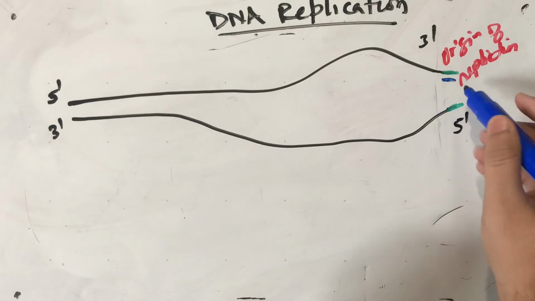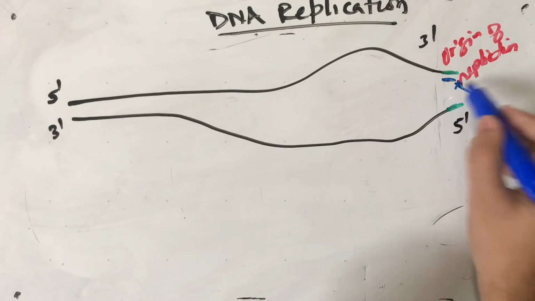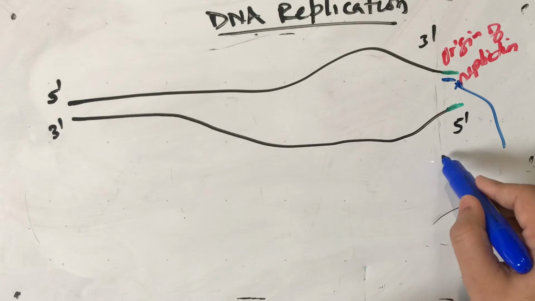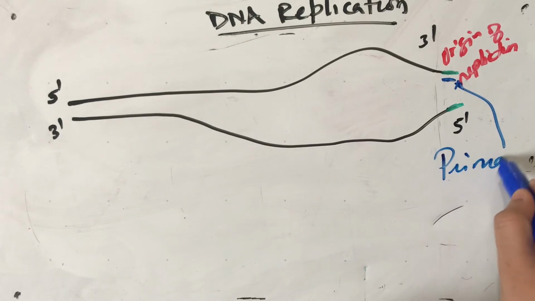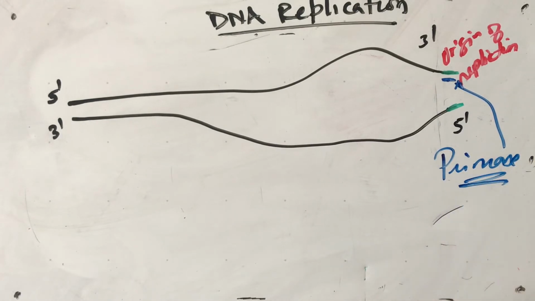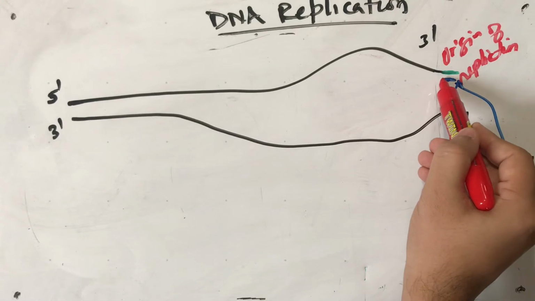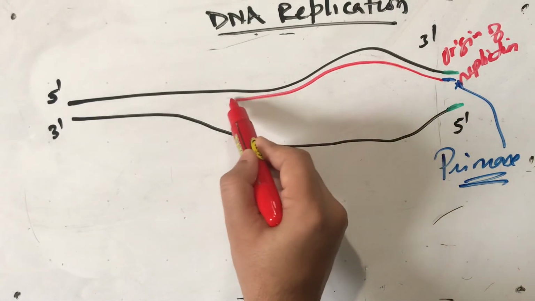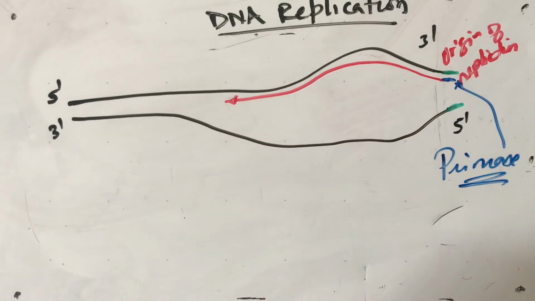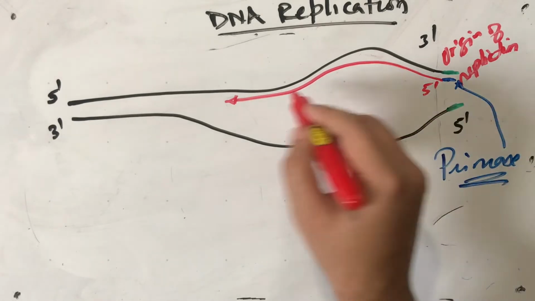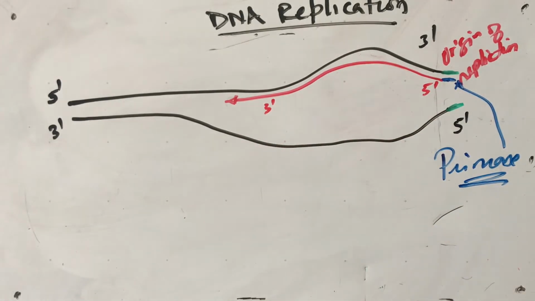And that primer, RNA primer, is made by the enzyme known as primase. Primase makes that RNA primer. Okay, and then once you have that primer, you can start the DNA replication. So it runs like this. Okay, now here is your 5 prime and here is your 3 prime. Remember I said the DNA polymerization or replication always happens from 5 prime to 3 prime direction. The top one was easy.